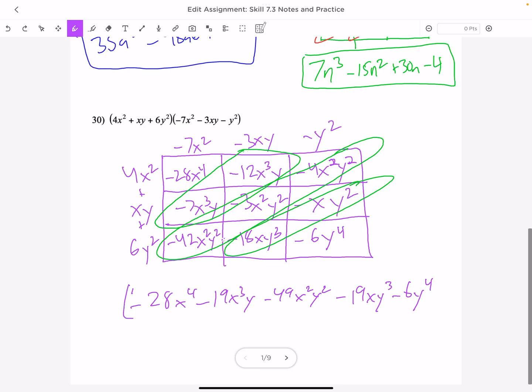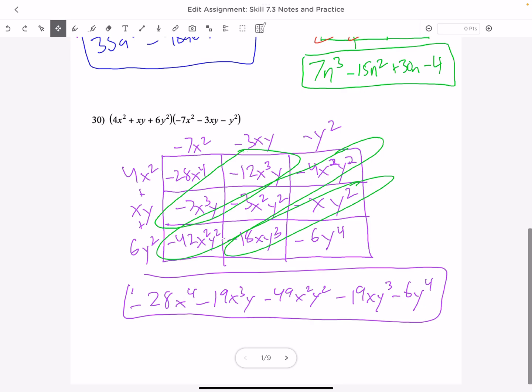Now you could actually leave it just like this, or if you wanted to, you could factor out a minus 1. And then just turn everything positive: 28x to the fourth plus 19x to the third y plus 49x squared y squared plus 19x y to the third plus 6 y to the fourth, like that. And so by doing that, you keep everything positive and you have this nice negative 1 on the outside. That's everything.